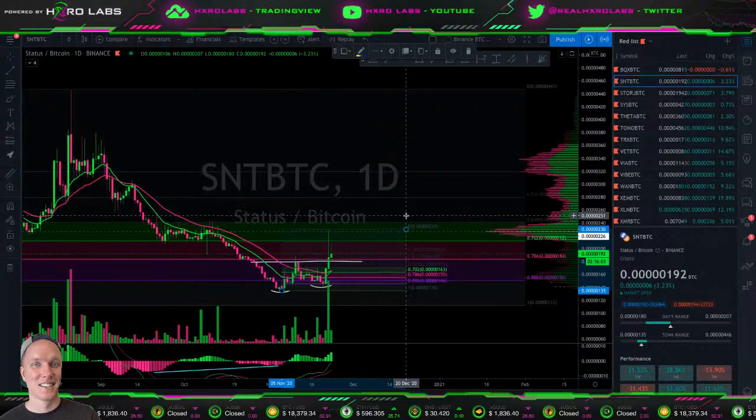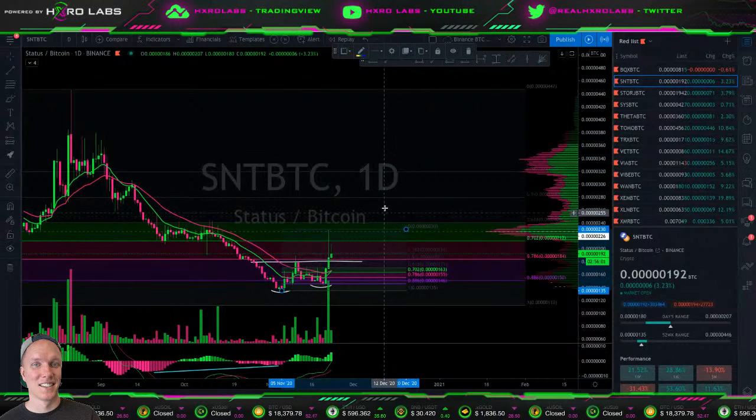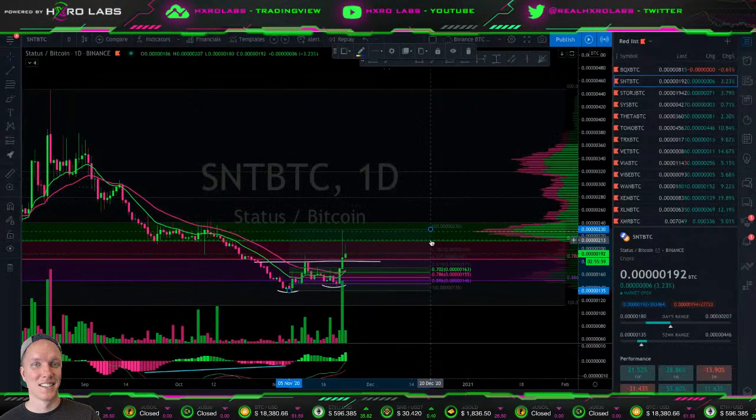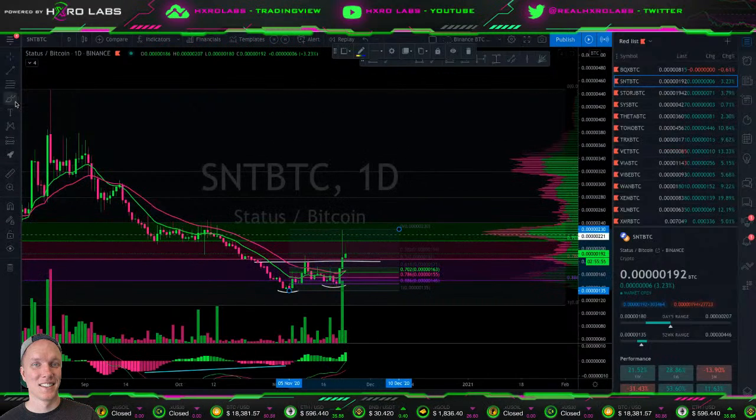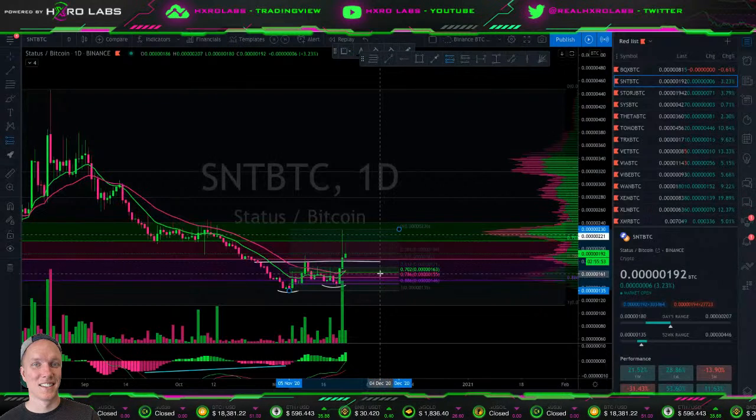And I don't care about SNT. If it takes off without me, cool. I'm not going to miss it. But I'll tell you what, when everyone's getting stopped out after chasing it, it's probably going to be filling my bids, because this is how I would trade this.